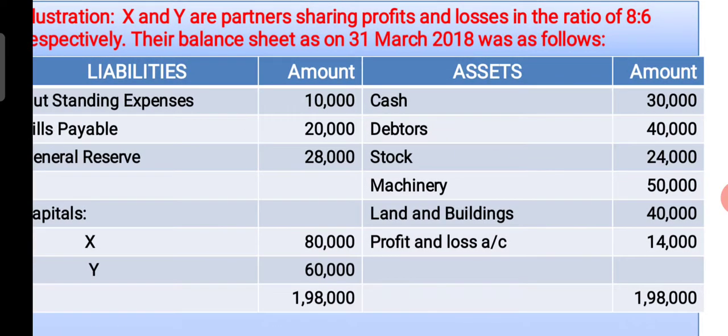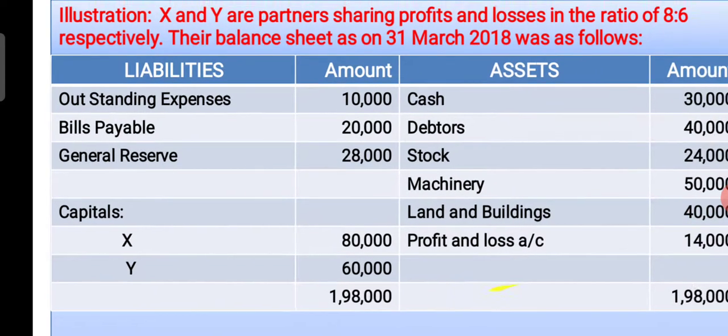Assets: cash 30,000, debtors 40,000, stock 24,000, machinery 50,000, land and buildings 40,000, profit and loss account, that is the loss amount, 14,000, total of assets 1,98,000. So on the liabilities side: outstanding expenses 10,000, bills payable 20,000, general reserve 28,000, capital account X 80,000, Y 60,000, total of liabilities amount 1,98,000.